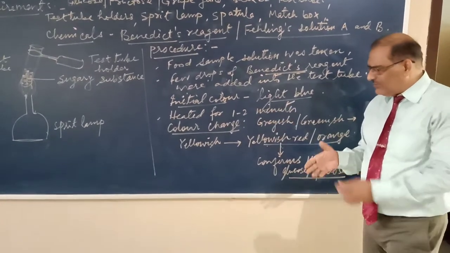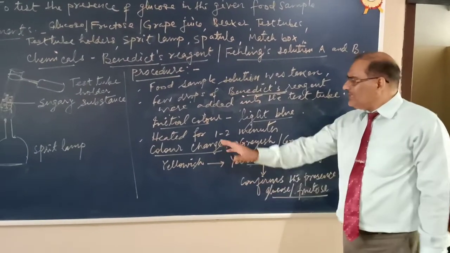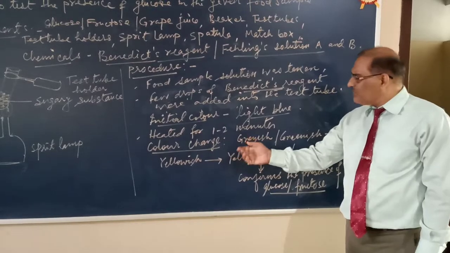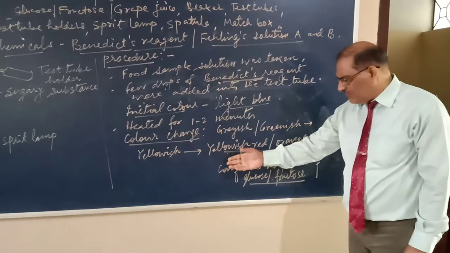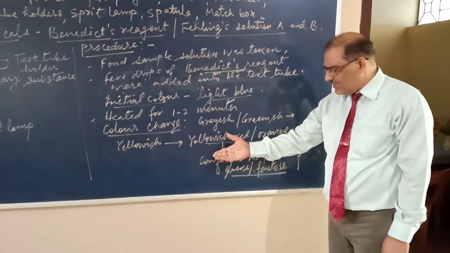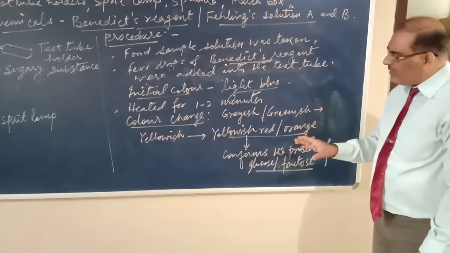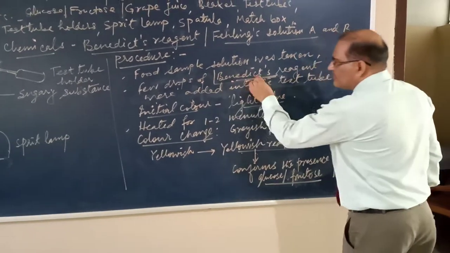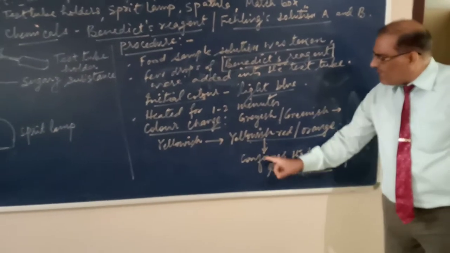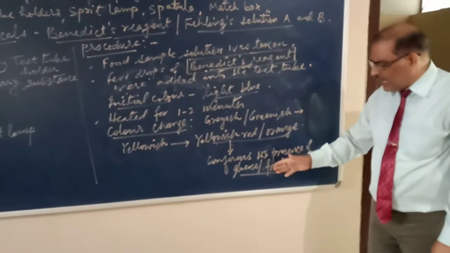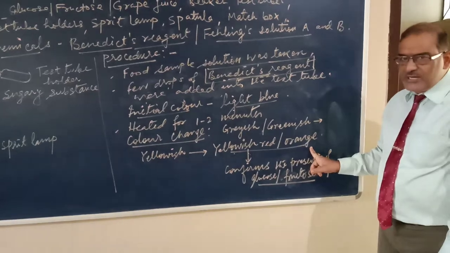On heating, you can see gradual color changes. What are the gradual color changes? On heating, it becomes grayish or greenish in color, then yellowish, and finally after 1 minute it turns yellowish red or orange. So if we are using Benedict reagent, the color changes gradually, but as soon as you get yellowish red or orange color, you stop heating.